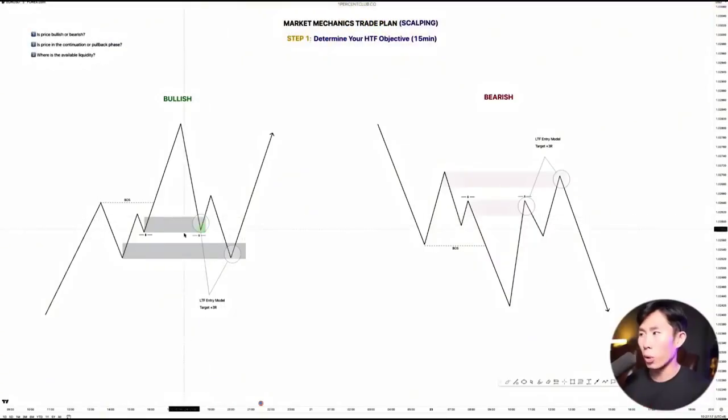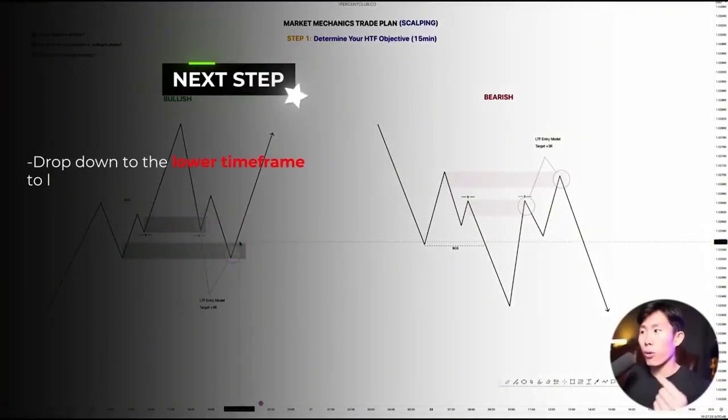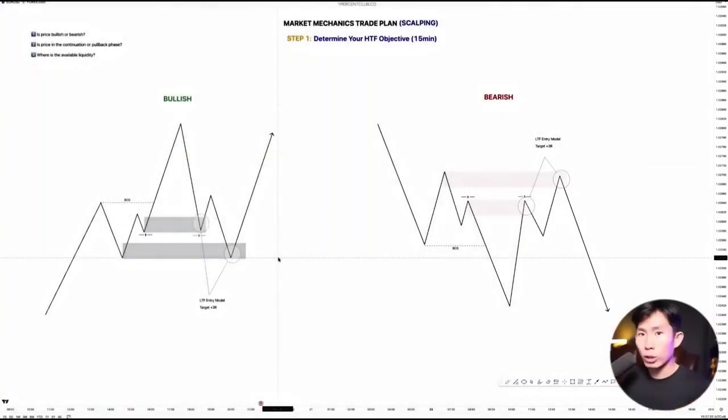So once price hits your point of interest, whether it's the near demand zone or the extreme demand zone, you want to drop down to the lower time frame to look for your entry model, which I'm going to show you later after I actually went through this bearish scenario. And then once you find your entry model on the lower time frame, that is where you can just execute the trade with confidence, without hesitation, reservation, or fear.